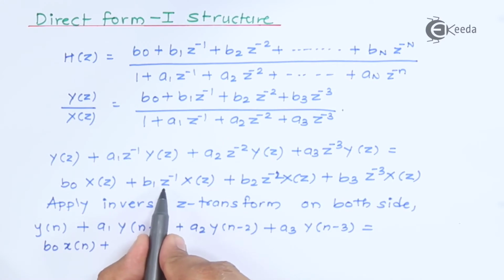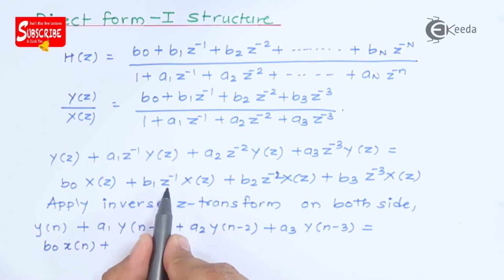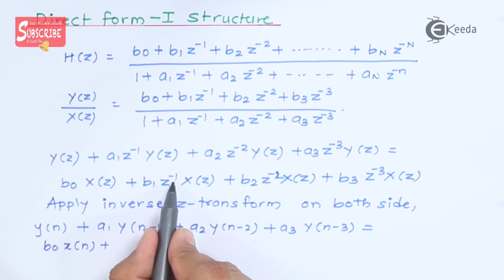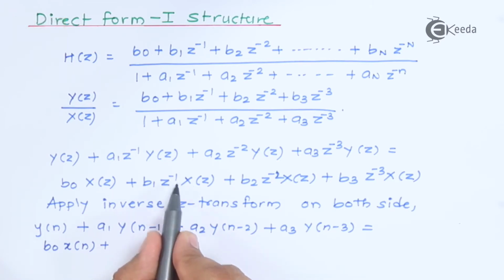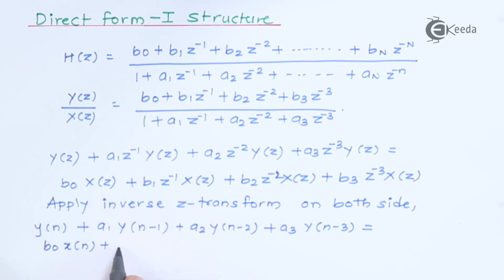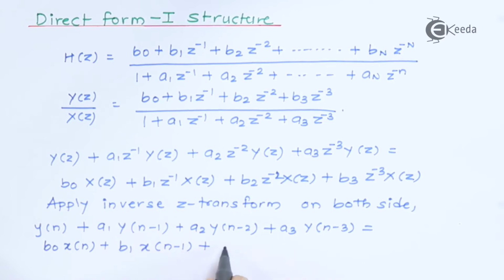Next, similarly here also we have z inverse. Inverse Z transform of z inverse always produces a delay, and here the delay value is minus 1. So my answer will be b1 into x of n minus 1. We'll solve the next part similar to this one.